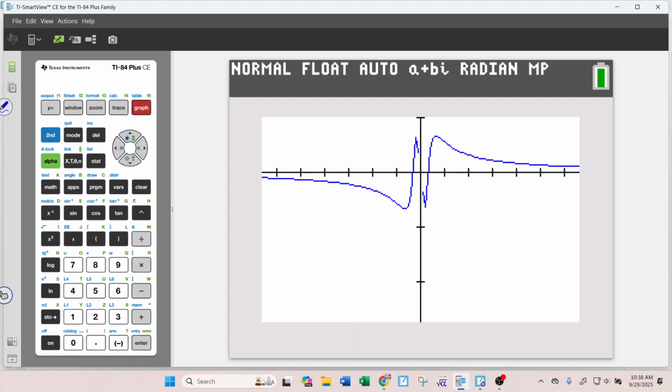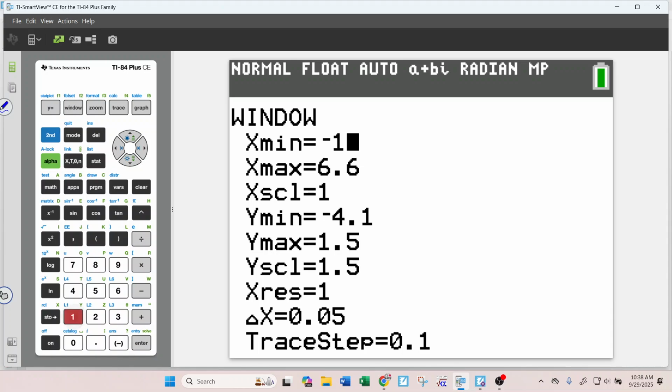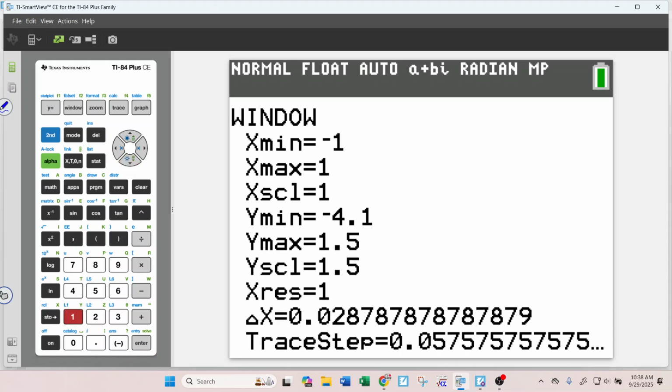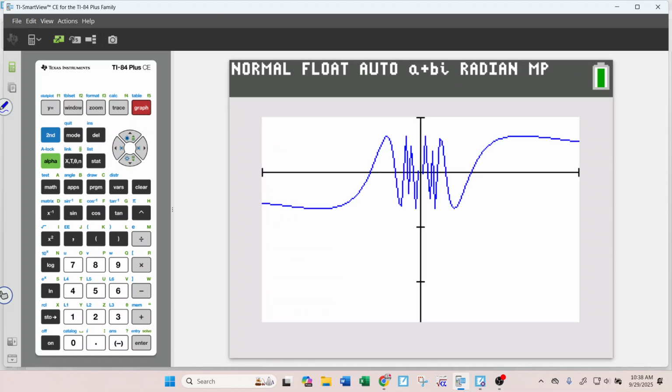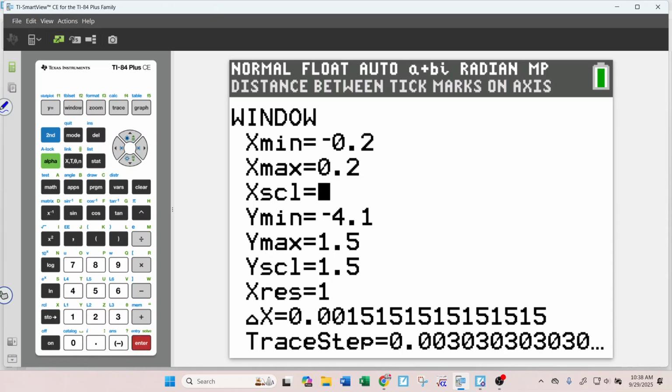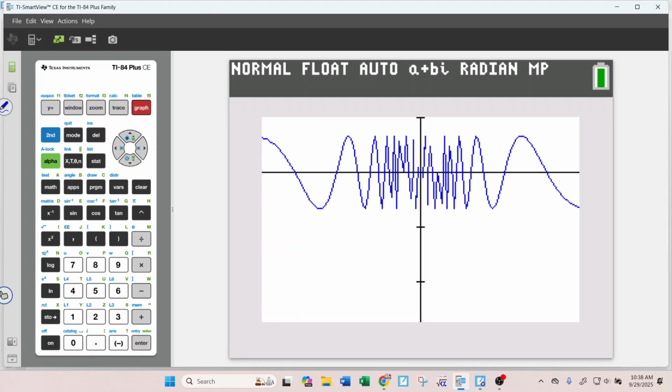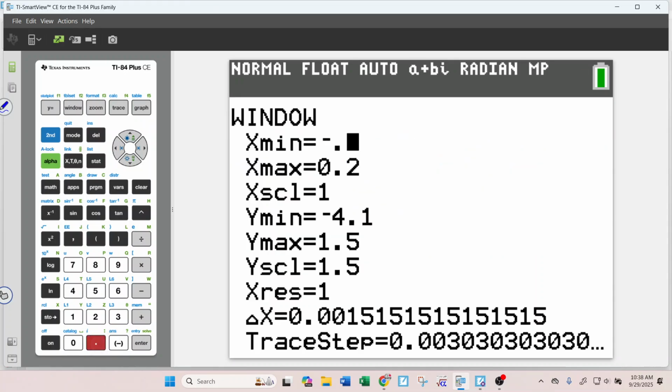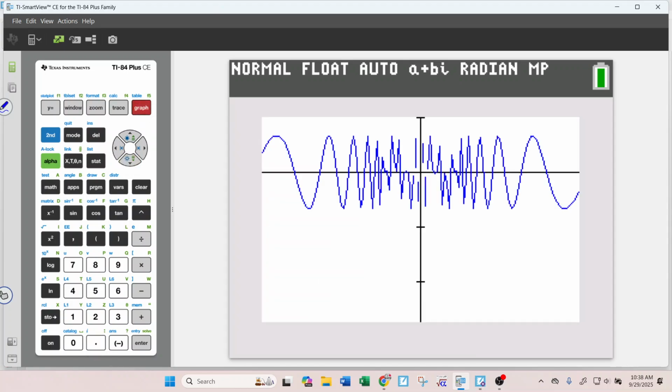So look at that graph, and there's kind of a break in the middle, right? But watch what happens if I zoom in on that. Let's say I go from -1 to 1. It gets crazier. Let's say I go from -0.2 to 0.2. It gets even crazier. Like the more you zoom in, the crazier this graph is.